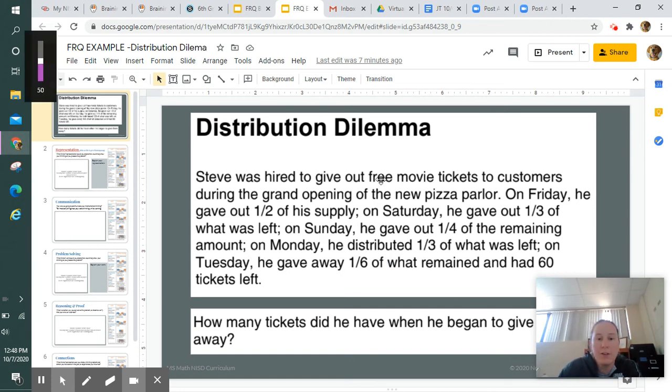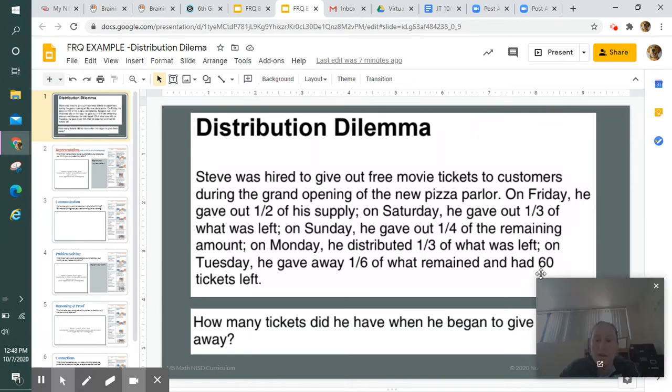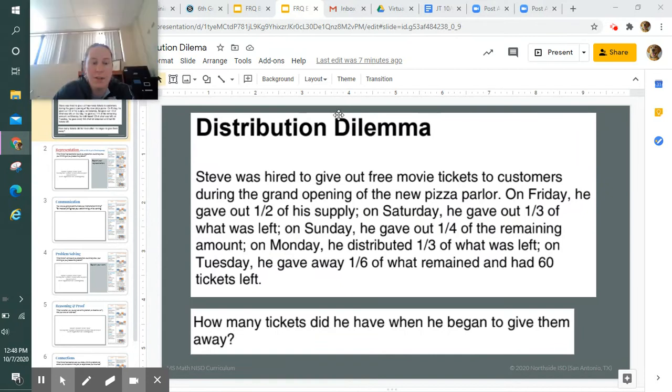All right, today we are going to talk about our FRQ. So we're going to give you an example of an FRQ so that you guys can kind of see how this goes and how this looks. Okay, so our example problem that we're going to do is called Distribution Dilemma.